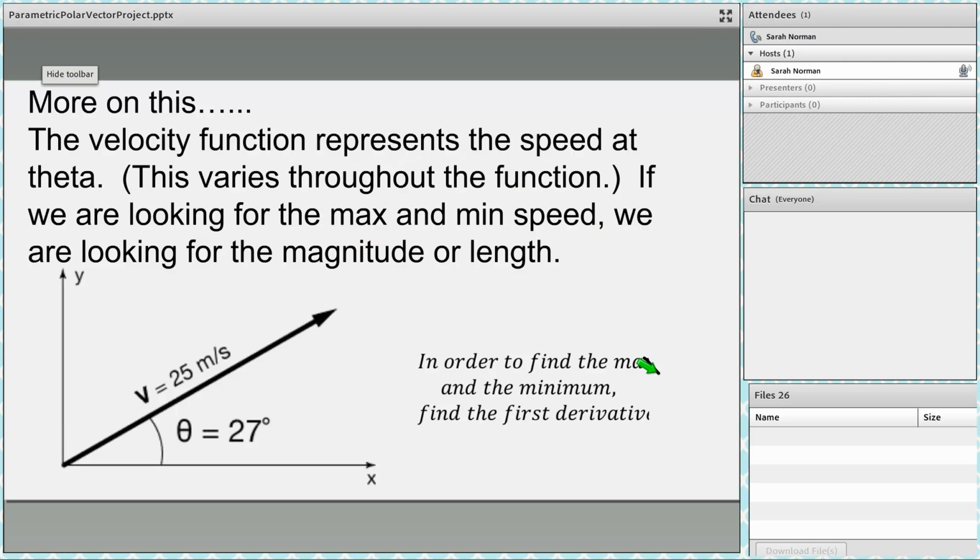All right, so to find the max and the minimum, find the first derivative of the magnitude of v. Now this is going to be in terms of t. So keep that in mind.